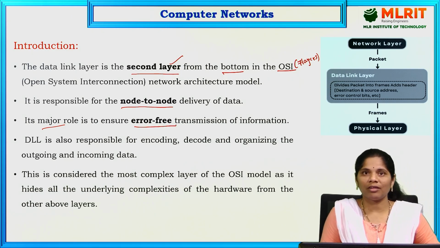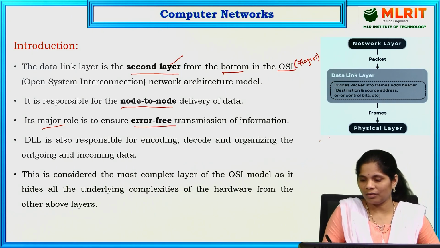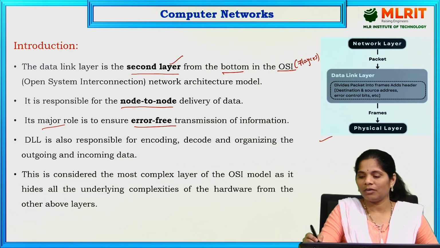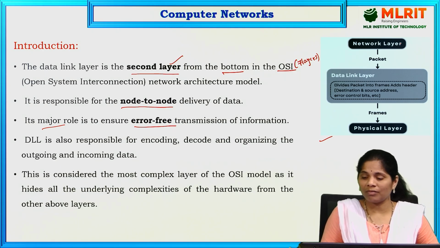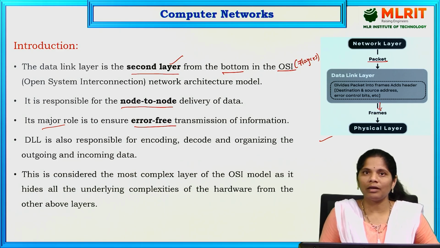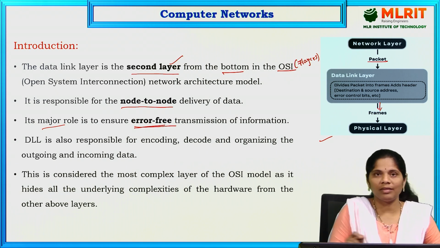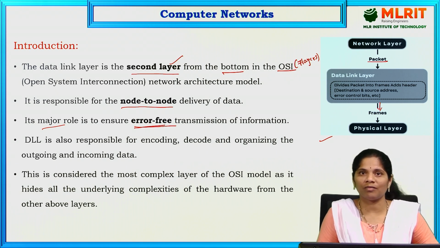Whenever data is transferred from the network layer, see in this picture, whatever data is coming from the network layer, the data is in the form of packets. Those packets are converted into frames using the data link layer. Whenever the packets are converted into frames, those frames are going to be error-free, means there are no errors. Error-free transmission of the information is the major role of the data link layer.